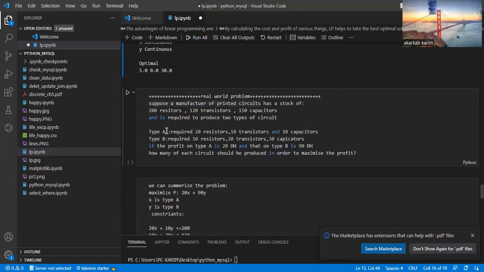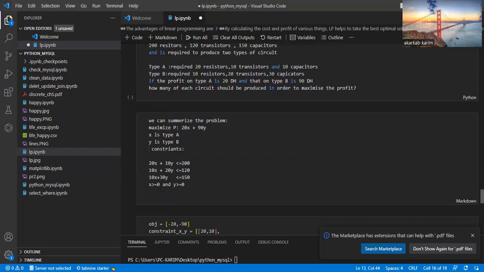So starting with type A, it requires 20 resistors, 10 transistors and 10 capacitors. Type B requires 10 resistors, 20 transistors and 30 capacitors. If the profit of type A is 20 dirhams and that of type B is 90 dirhams, how many of each circuit should be produced in order to maximize the profit? That means how much of type B I should produce and how much of type A I should create to maximize my profit function. So this is the problem here.